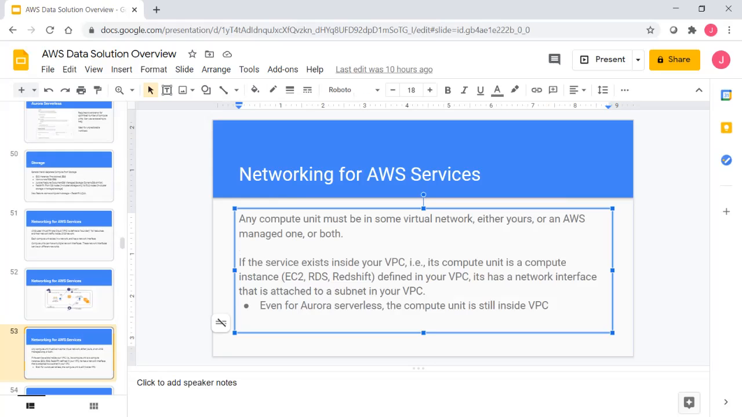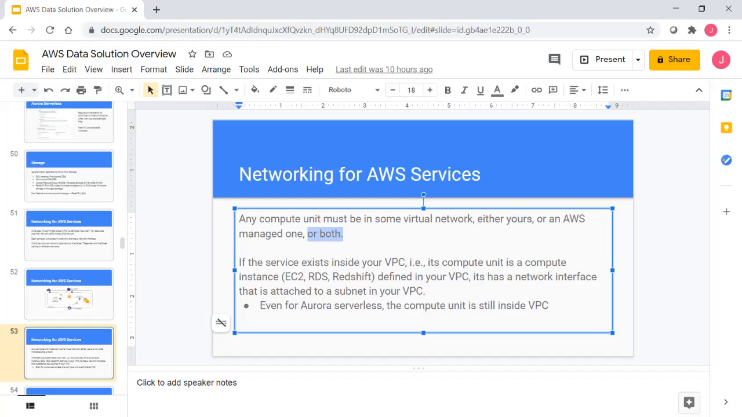So we already mentioned that the compute unit must be in some network, right? It can be yours or it can be AWS's. And note here, we also said it can be both, right? So the web server can have a network interface in AWS's managed network. It can also have a network interface in your VPC. In this case, it can communicate with both the AWS management system and your resources.